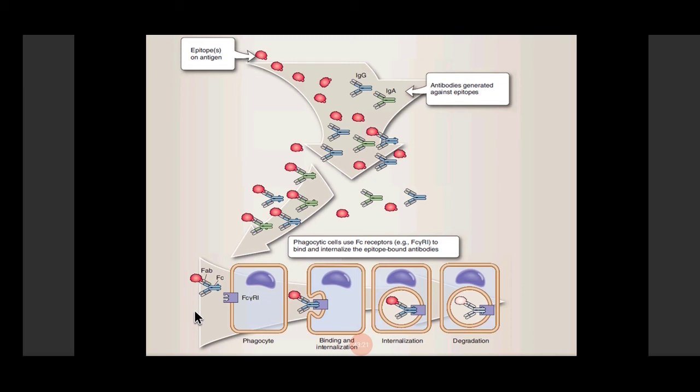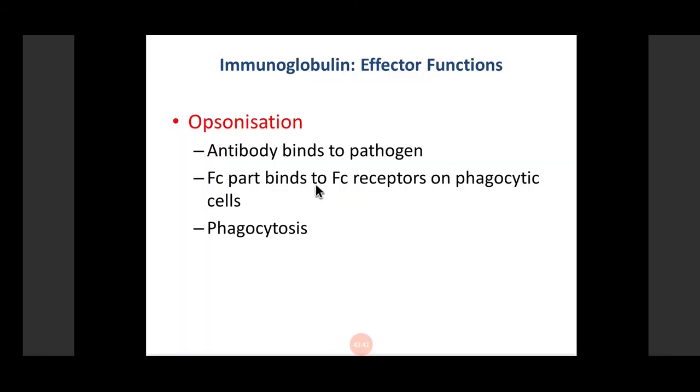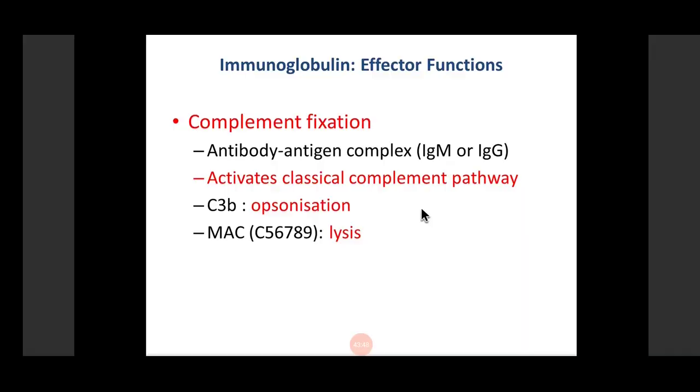If you remember, this can also be done by the complement component. If the pathogen has C3b deposited on it, phagocytes also have a C3 receptor through which they bind to the C3b deposited on the antigen, and then it is ingested and killed. So there are two ways of opsonization: one is an antibody, the other is the complement component C3b. We covered this in the complement class last time. So this is opsonization.